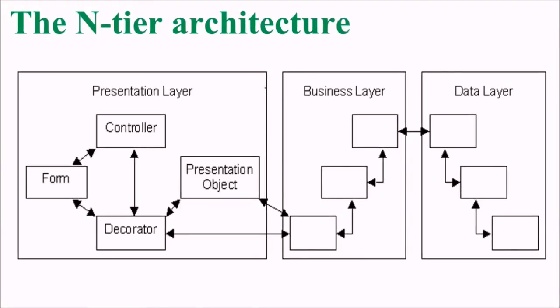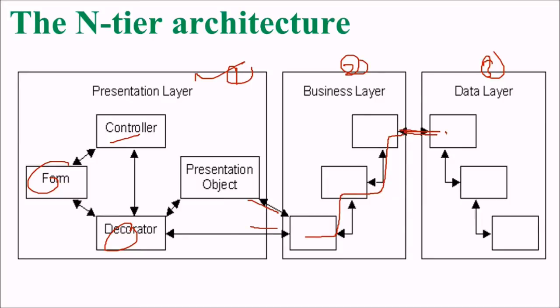as you see here, we have a presentation logic. In n-tier, we need to have clear separation between three things. First, our presentation layer should be different from the business layer, and it should be different from the data layer. In the presentation layer, you can have any kind of controller with forms, any decorator, and the presentation object. And it should interact with the business layer in this fashion, and one interaction between the business layer and the data layer.